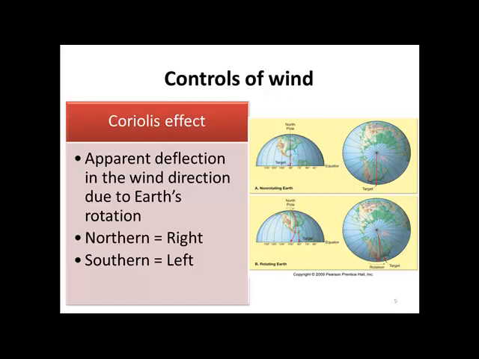In the picture over on the right, the top picture shows a non-rotating Earth. In this situation, let's say we wanted to launch a missile from the North Pole at 90 degrees longitude and hit the equator at 90 degrees longitude. In order to do that on a non-rotating Earth, you simply have to set your trajectory straight.